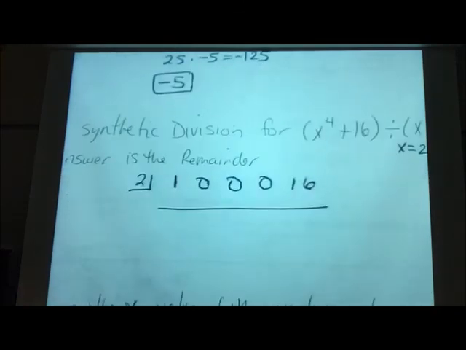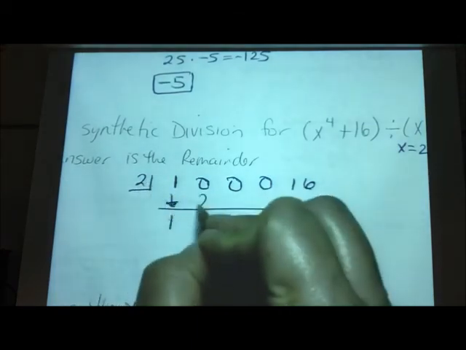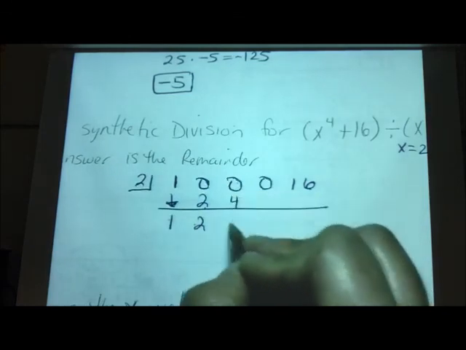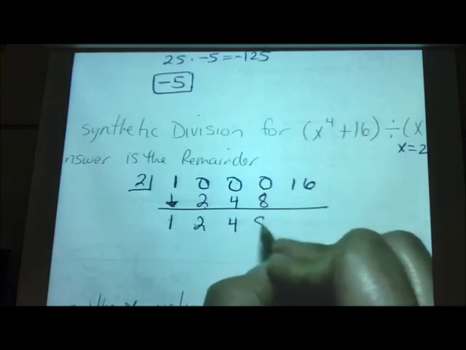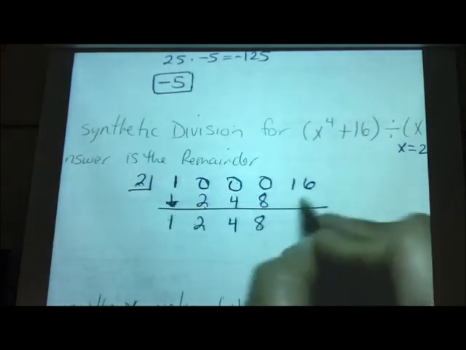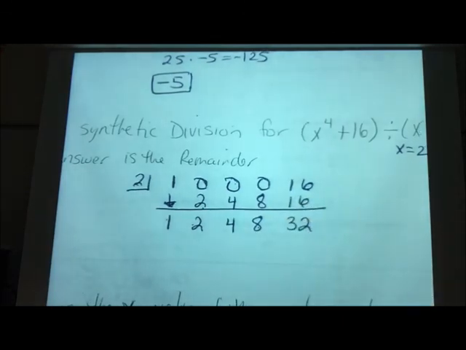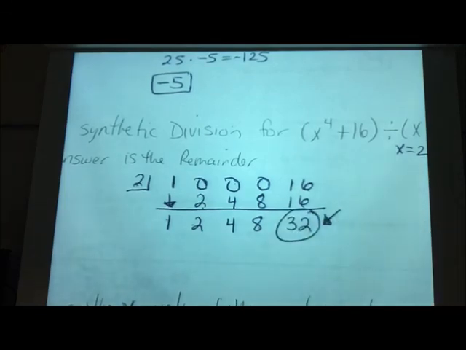So when I do this, my first number comes down. 1 times 2 is 2, 0 plus 2, 2. 2 times 2, 4, 0 plus 4, 4. 2 times 4, 8, 0 plus 8, 8. 2 times 8, 16. 16 plus 16, 32. The question will tell you the answer will be the remainder. So my remainder will be 32. This is the answer that's going to go in. I don't care about anything else because they're only looking for the remainder.